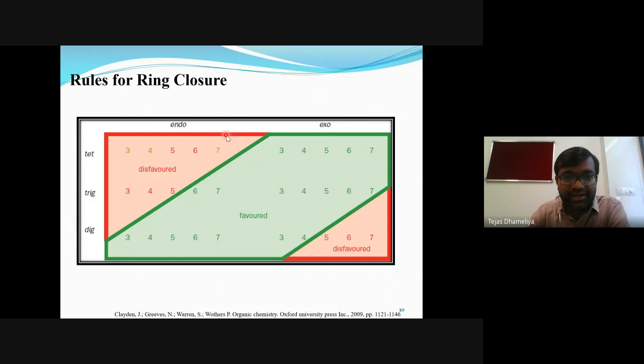Not exo, sorry, endo will come. These 3, 4, 5, 6, 7 are in both places. So these 3, 4, 5, 6, 7 are applicable to endo. These 3, 4, 5, 6, 7 are for exo. You should interpret this diagram that way only. But 5-endo-tet is disfavored, it will not occur, this reaction will not happen. 7-exo-dig, this reaction is disfavored, this reaction will not occur. This is according to Sir J.E. Baldwin.